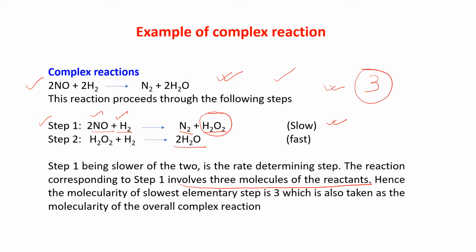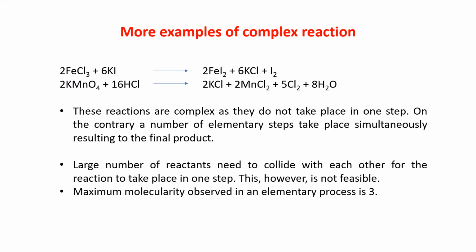Am I clear? Some other examples of the complex reaction. 2FeCl3 plus 6KI is giving you 2FeCl2 plus 6KCl plus I2. And 2KMnO4 plus 16HCl is giving you 2KCl plus 2MnCl2 plus 5Cl2 plus 8H2O. Now these reactions are complex as they do not take place in one step. On the contrary, a number of elementary steps take place simultaneously, resulting in the final product.